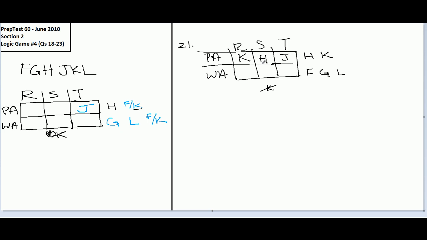So immediately, looking at the answer choices, A, B, C, D, and E, we can get rid of answer choice A, answer choice B, and answer choice E, because none of those three contain K. Answer choice C proposes H and K. Answer choice D proposes K and L.